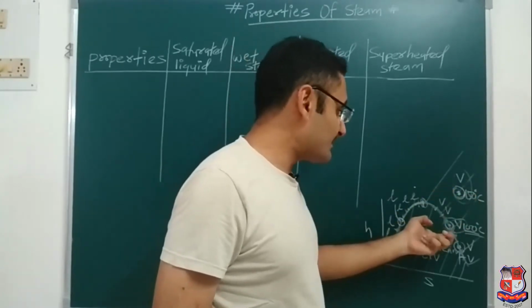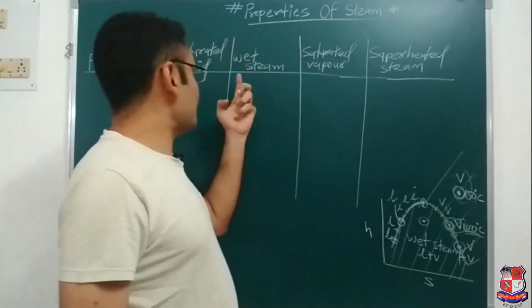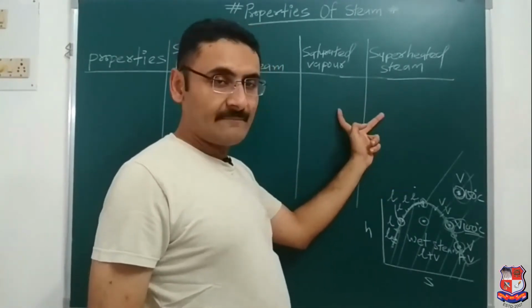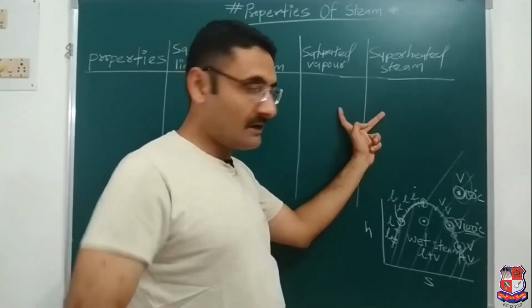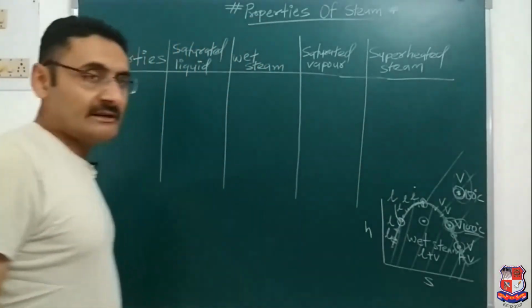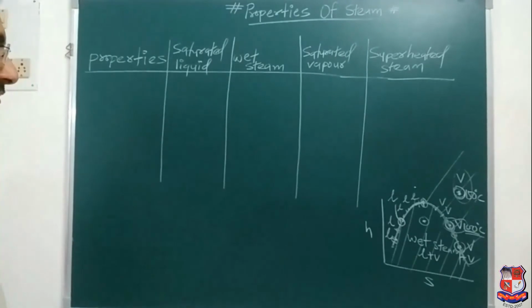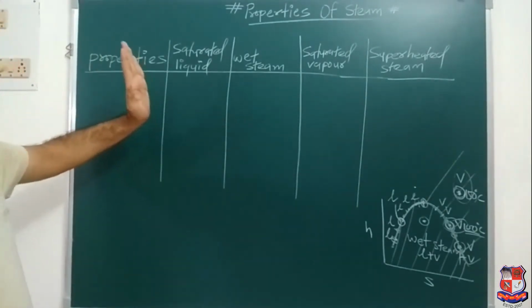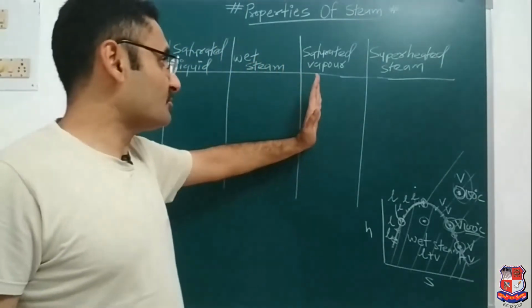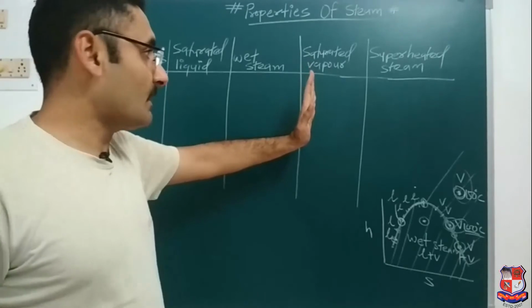So the difference between saturated vapor and superheated vapor is what? In both of these steams we will get pure vapor particles, but the temperature of superheated vapor is higher than saturated vapor. So that is all about the different types of steams. Saturated liquid: pure liquid, no vapor. Wet steam: liquid plus vapor mixture. Saturated vapor: pure vapor particles.